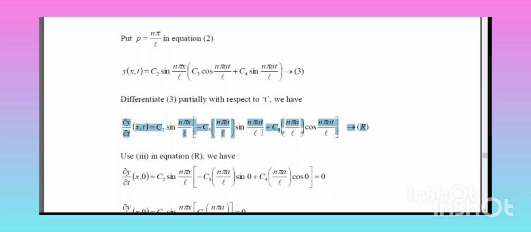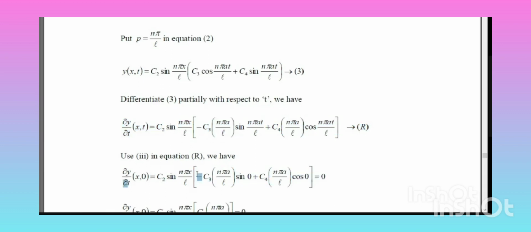Now you can apply condition number 3 in equation number R. So what is condition number 3? Dou y by dou t, x comma 0. For t you have to apply 0.